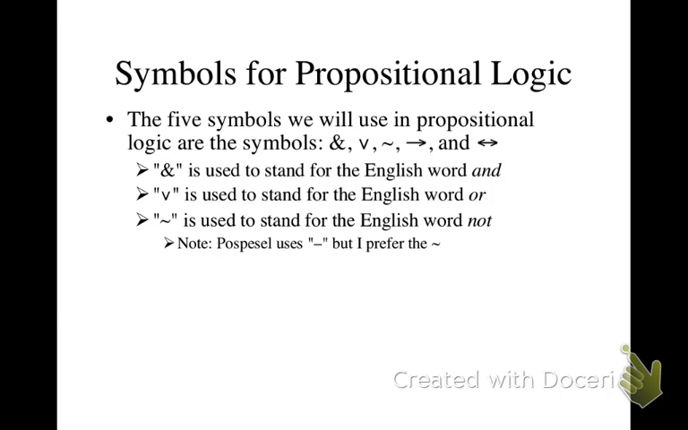The next symbol we will call the dash. It's a little squiggly line. It's usually called a tilde, but we're going to call it the dash because that's what Pospisil calls it. And it's used to stand for the English word not. Now note, Pospisil actually uses a dash, a straight line, but I prefer the squiggly line, which is the tilde on your keyboard, usually up in the upper left-hand corner. I prefer the squiggly line because it stands out a little bit more than the straight line. You can use whichever you like, but my preference is for the squiggly line.